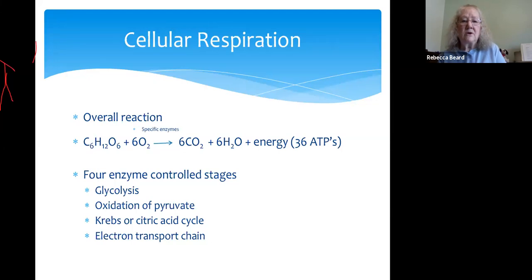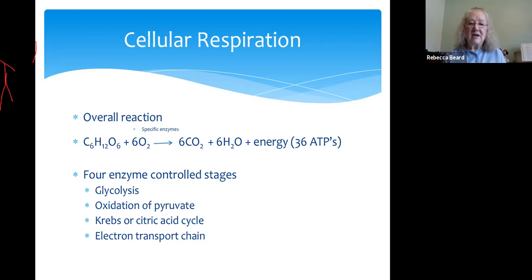All right, so the reactants are glucose and oxygen. Now we're going to start with a glucose molecule. The oxygen molecules get added in later on in the cycle, but they're not going to be involved in the first stage. So once we complete this reaction, we're going to end up with 6 molecules of carbon dioxide and 6 molecules of water and 36 ATPs of energy.